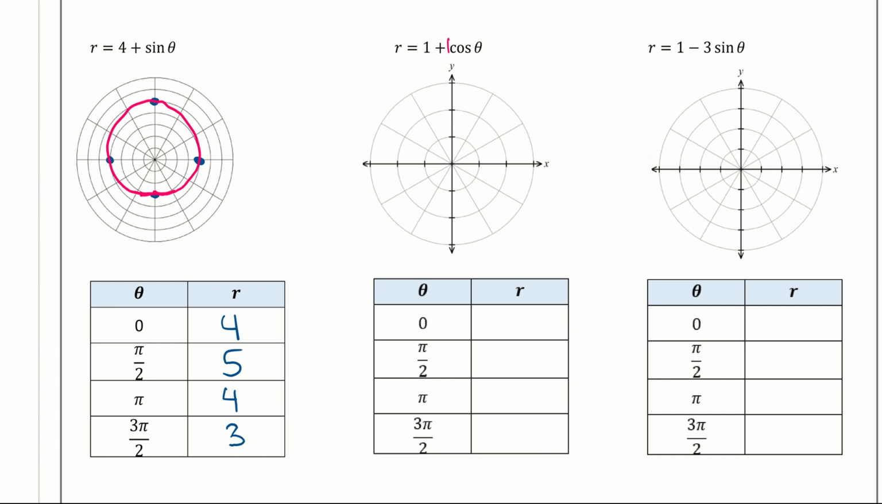But if I plug in a 0, cosine of 0 is 1. Plus 1 more is 2. At pi over 2, cosine of pi over 2 is 0. So this is 1 plus 0. At pi, cosine of pi is negative 1. I get 1 minus 1. This is why a cardioid goes to the origin. There is a spot where it zeros out. And then at 3 pi over 2, cosine zeros out again. I have 1 plus 0.